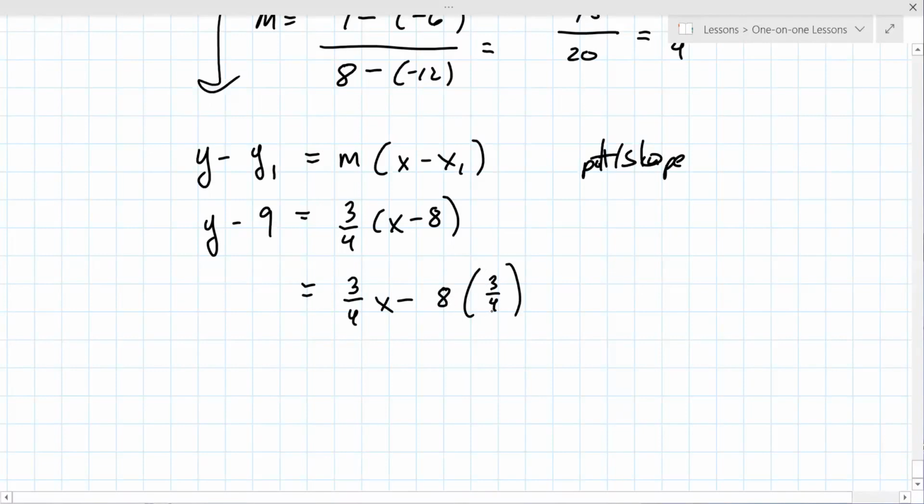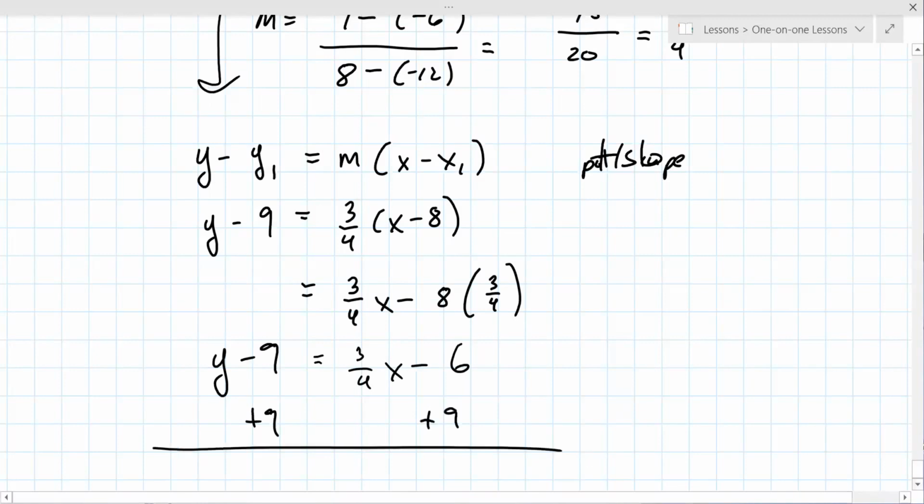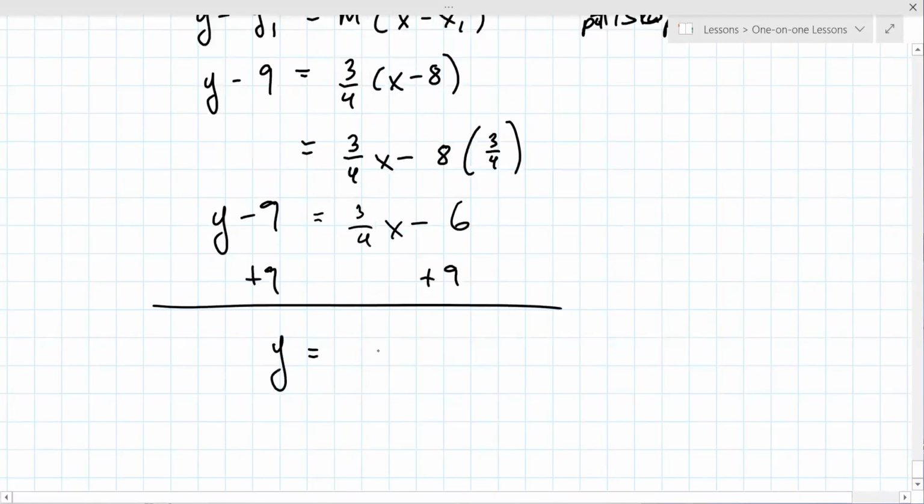8 divided by 4 is 2. 2 times 3 is 6. So that's why this on the right side here becomes 6. And then you're going to add 9 to both sides. So you have y equals 3/4 x plus 3.